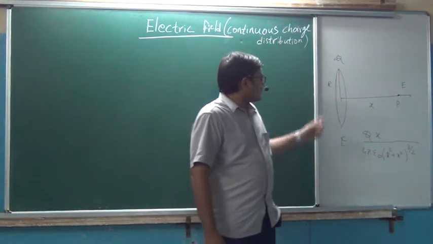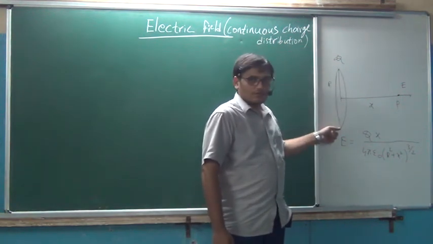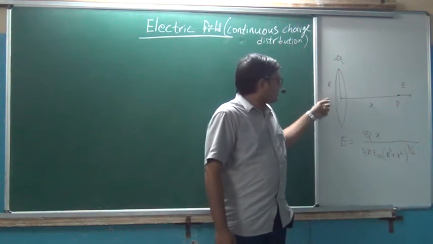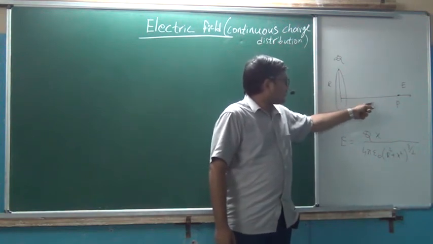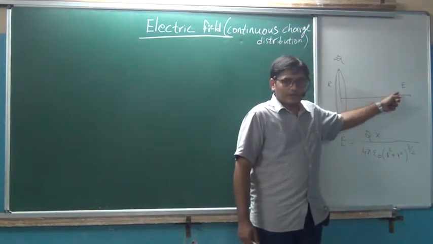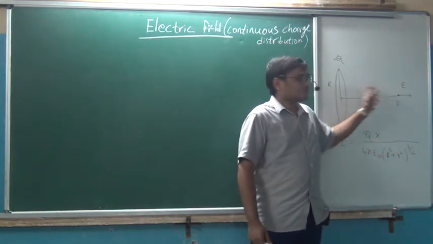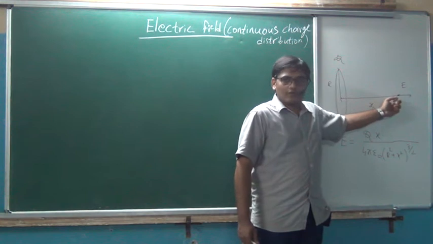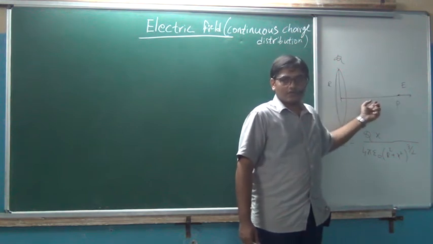Yes, you see, this is the charge distribution. The configuration is in the form of a ring. This is its axis, at a distance x from its center at a point P. The electric field will be along the axis away from the ring if the charge is positive. If the charge is negative, this E will point towards the center of the ring.